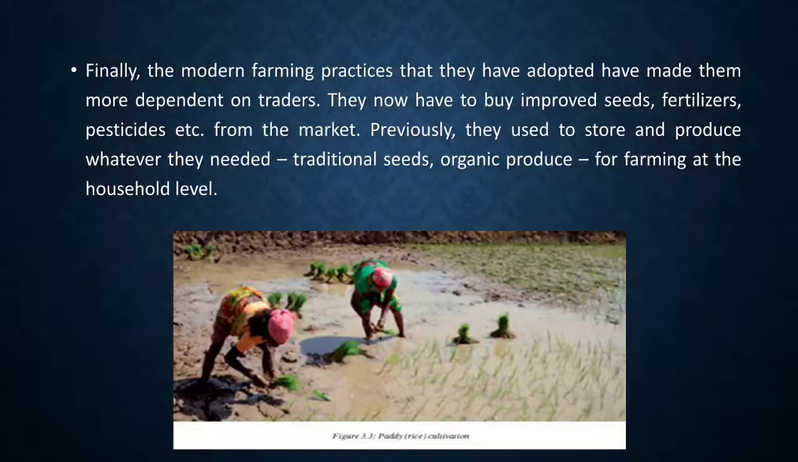Finally, the modern farming practices that they have adopted have made them more dependent on traders. They now have to buy improved seeds, fertilizers, pesticides, etc. from the market. Previously, they used to store and produce whatever they needed, traditional seeds, organic produce, for farming at the household level.